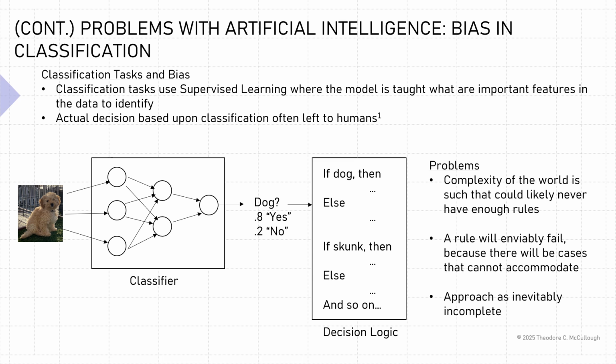The problem here is that the complexity of the world is such that you can never have enough rules to accommodate all the facts of the world. Further, these rules will inevitably fail because there will be cases they can't accommodate. And hence, this approach, namely a purely supervised learning approach, is really incomplete as an approach to dealing with the facts of the world.